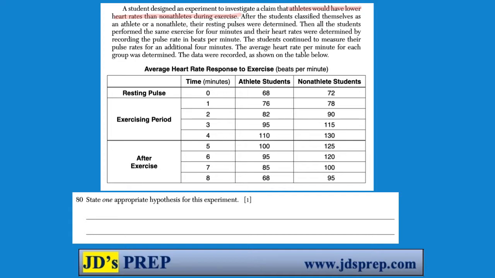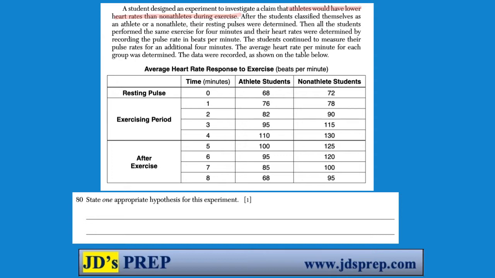So we can see here that we have a resting pulse for athletes and non-athletes, an exercising period of 4 minutes with pulse rates, and then after exercise for another 10 minutes. So the average heart rate per minute for each group is determined, and that's what this data is.